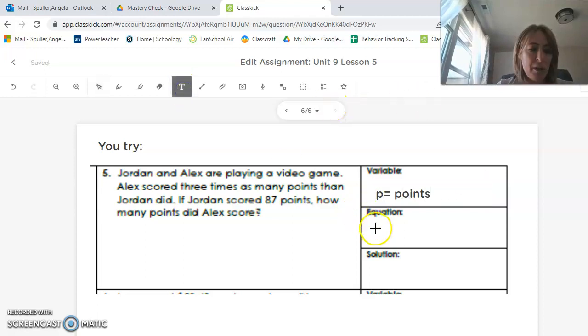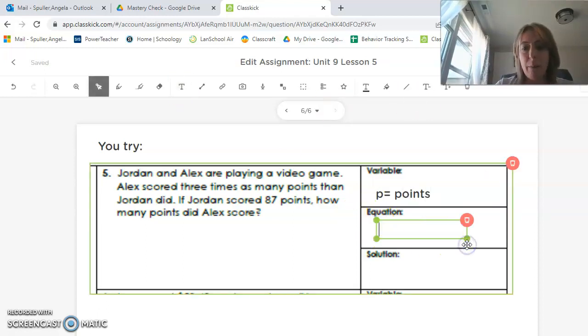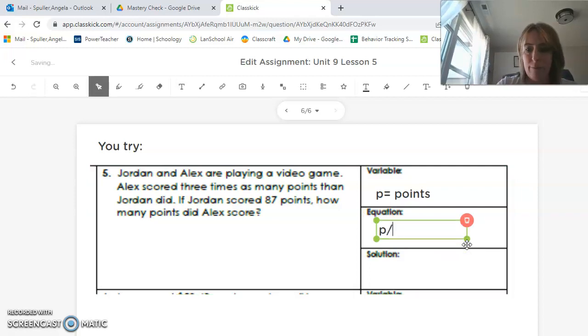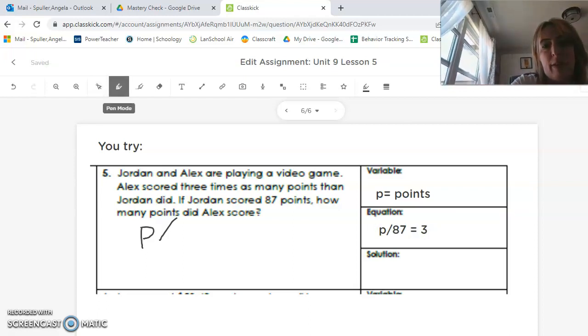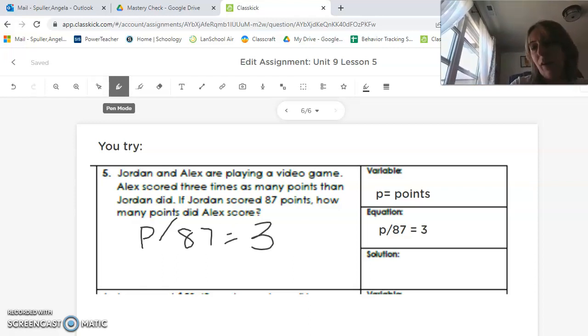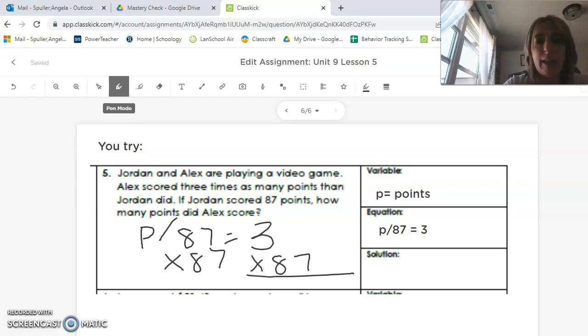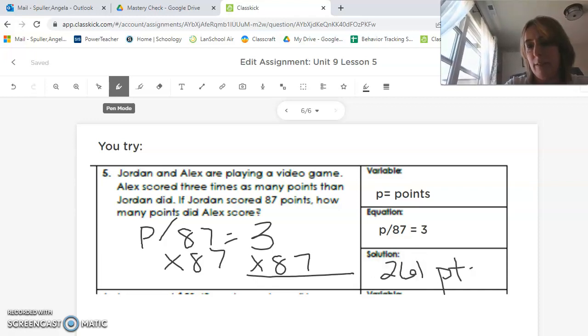And my equation for this is going to be the amount of points divided by 87 equals 3. All right, so P divided by 87 equals 3. So the opposite would be to multiply, times 87, times 87. And if I multiply this, this is going to give me 261 points.